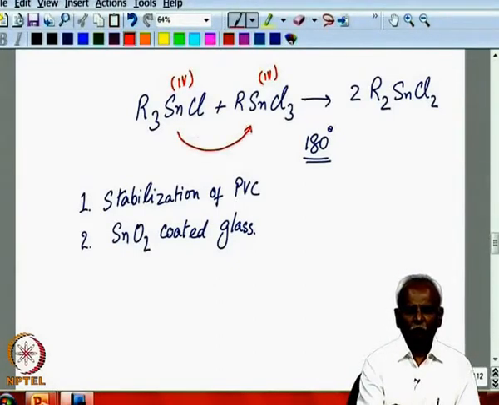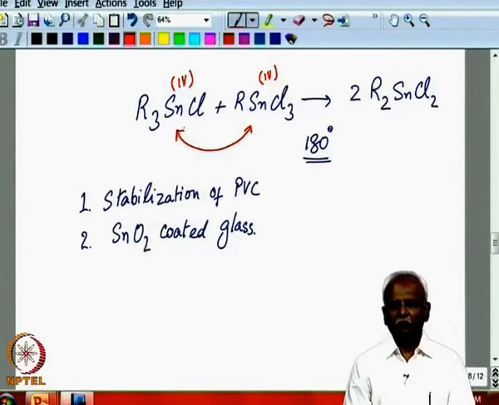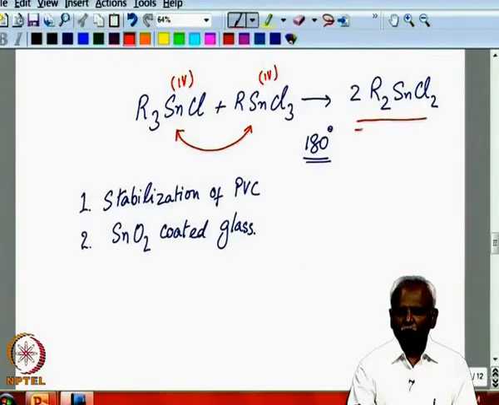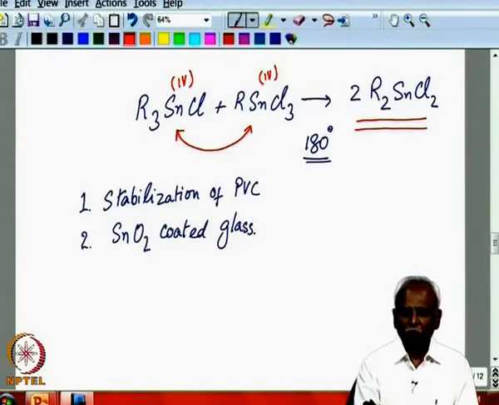That tells you that because you are not having a thermodynamic difference in the R-Sn bond, you are forming a set of compounds which are almost isoenergetic, and probably the equilibrium is entropy driven. And it is possible to carry out this reaction in very good yields at high temperature.